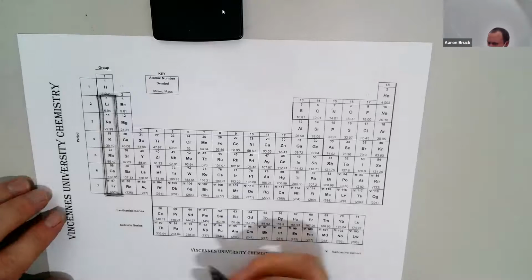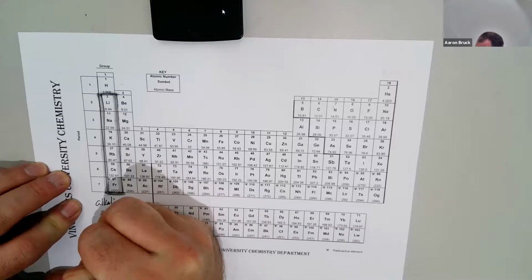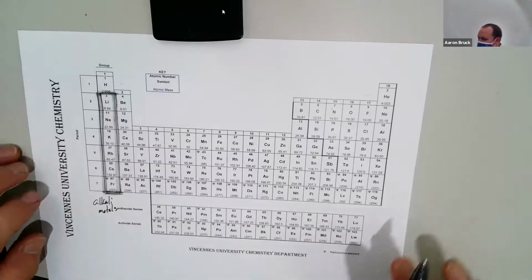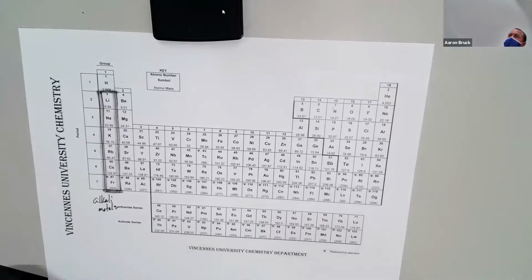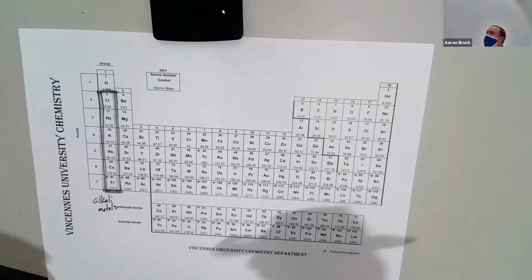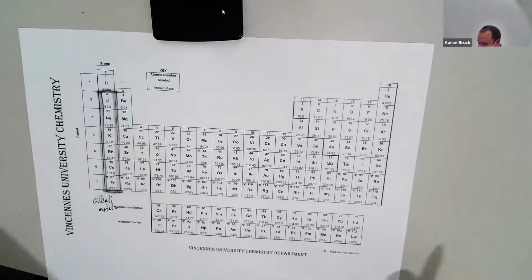So this first group here, these are known as the alkali metals. Alkali metals, as you saw in lab this week, are highly reactive with water, highly reactive with air, and generally pretty tough to deal with. You have to store them in a very certain way so that they don't react and don't catch on fire.